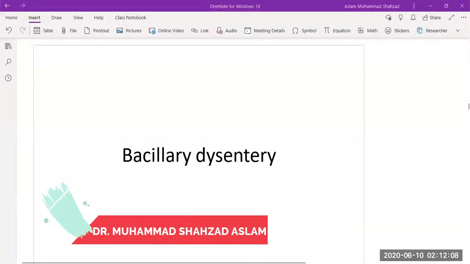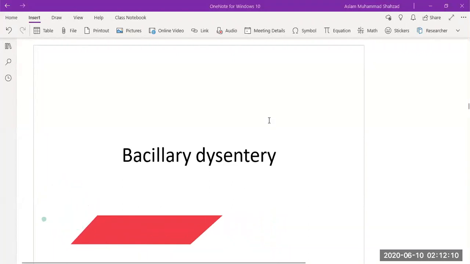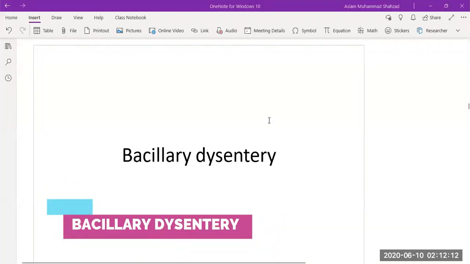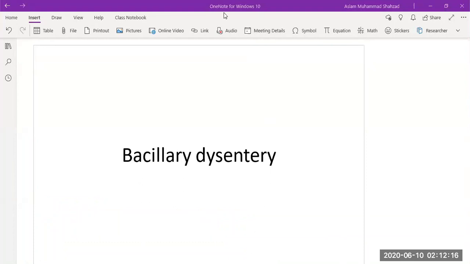Today we are going to discuss bacillary dysentery, and I'm going to start with one of the systematic reviews I found online. That article is very interesting, so let's discuss that information.